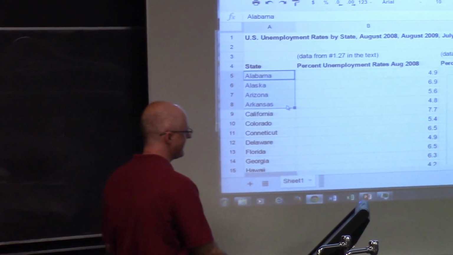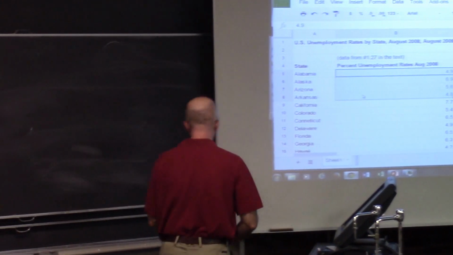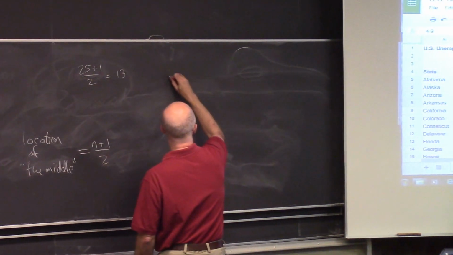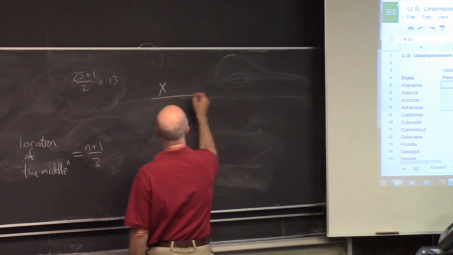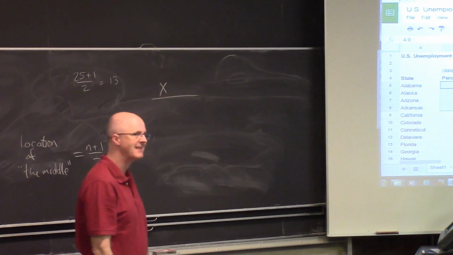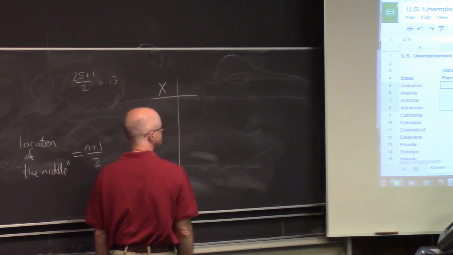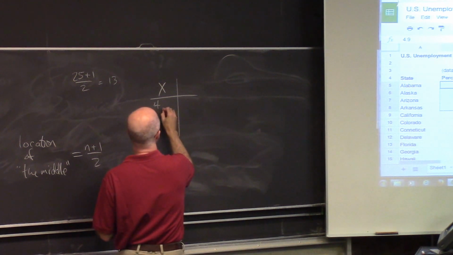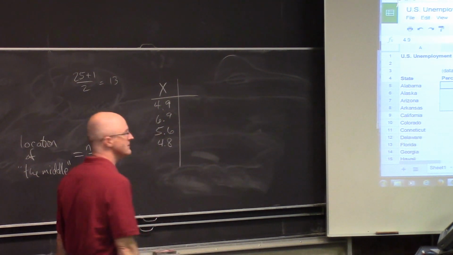All right, there's 4 states there. Let's find the standard deviation of those 4 unemployment rates for 2008. Those are my x values. It's good to make a table to organize your work. I could label this x sub i, and that's probably a better way to label it, but I'll be sloppy. I'll just label it x, but these x's are not all the same. 4.9, 6.9, 5.6, 4.8. Those are the x values.